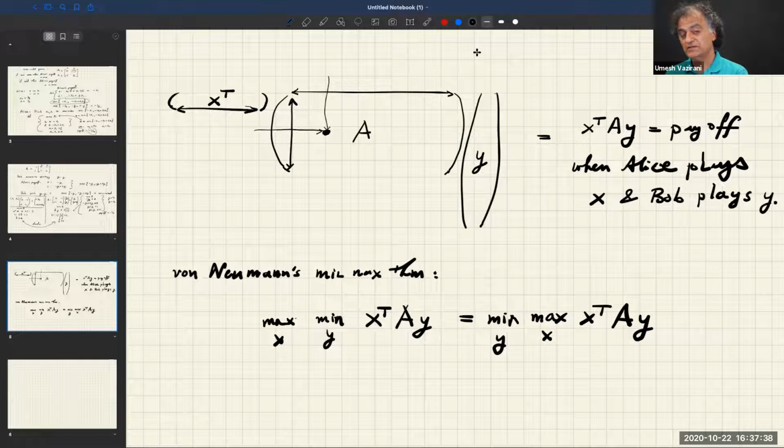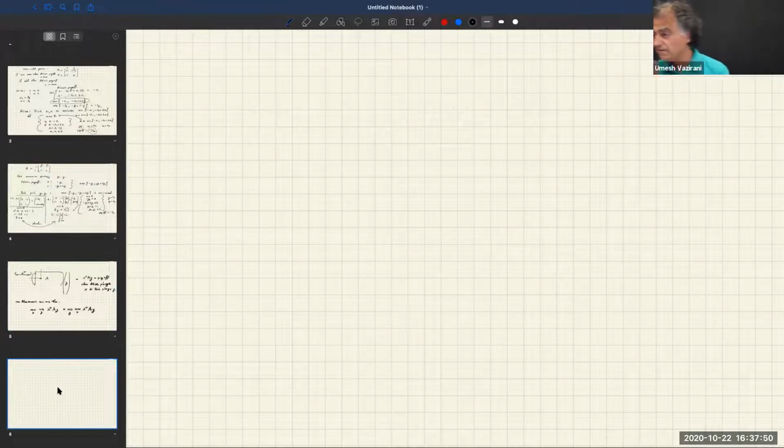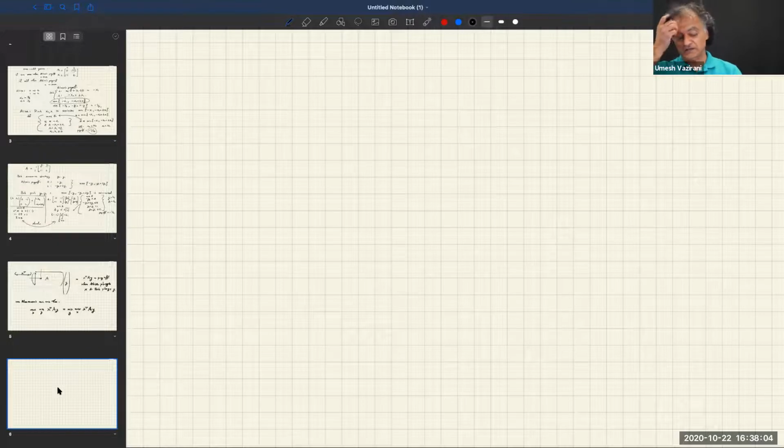Any other questions? Not at the moment. Okay, so now let me turn to the second topic I wanted to talk about, which is the multiplicative weights update algorithm.